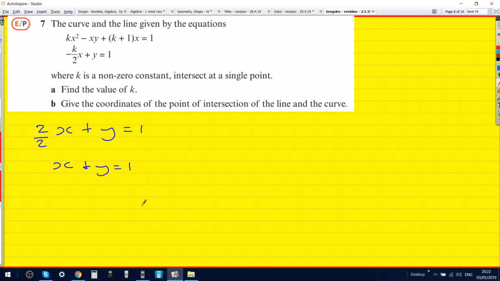Okay. So then we can make it equal, so we could do x equals 1 minus y. Yep.